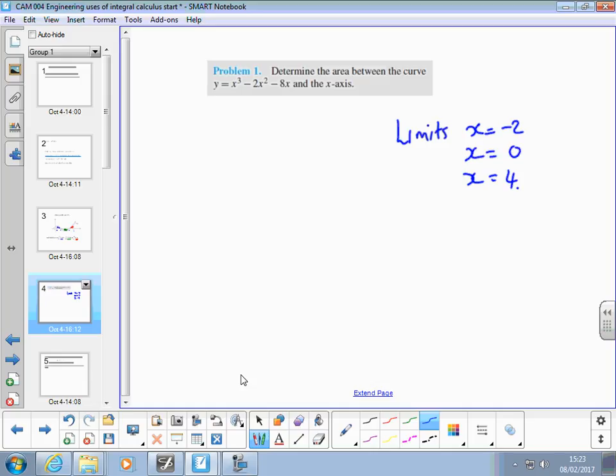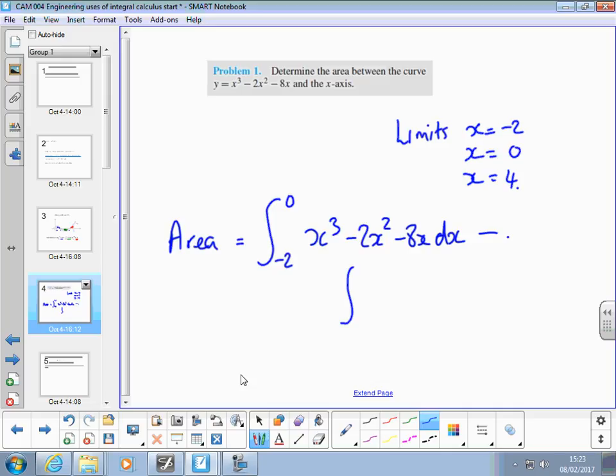So what we're saying there is this area is equal to the integral between 0 and minus 2 of the function, take away the integral between 0 and 4 of the function. So we've got two definite integrals there.